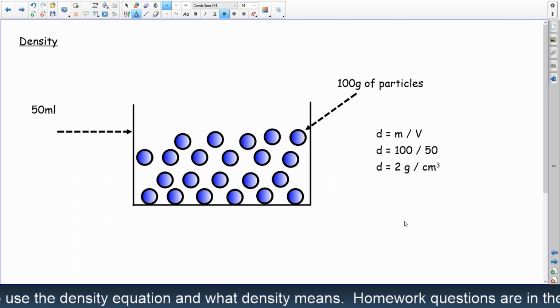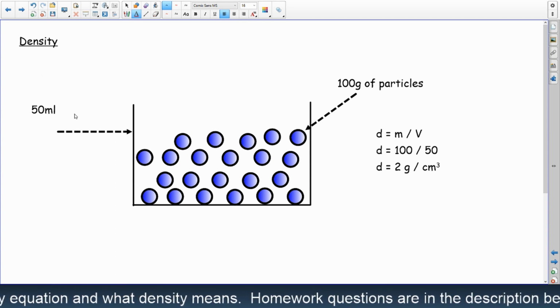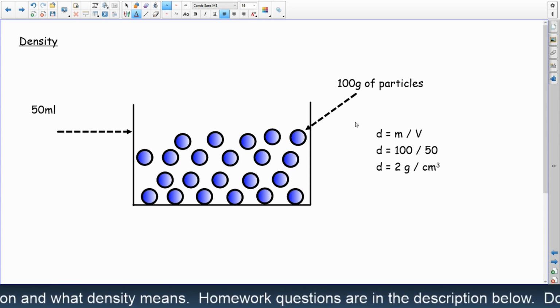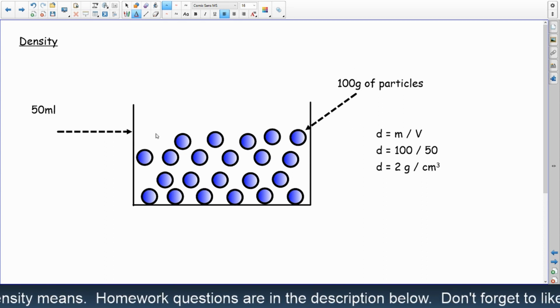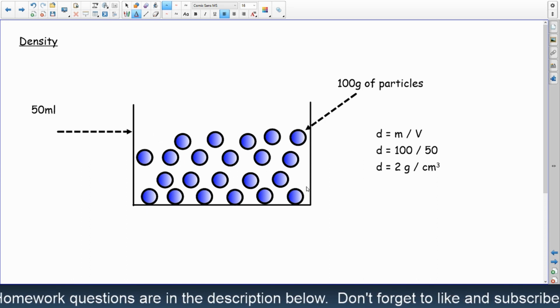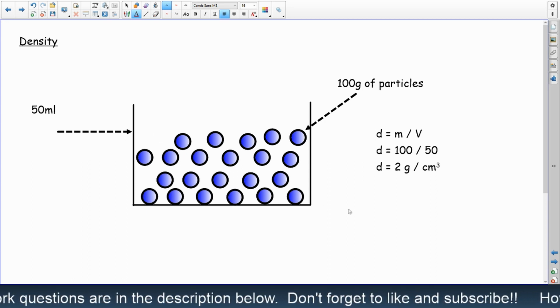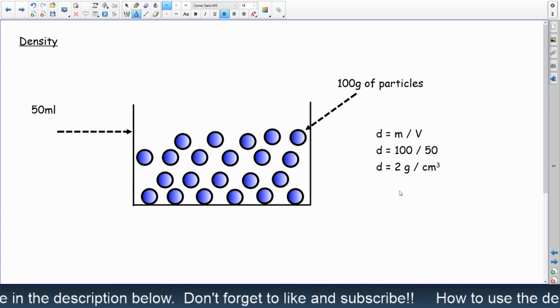Okay. Now, in more complicated questions, rather than just being given the volume and the mass straight up, you might get the mass in kilograms. You might get the shape like a cube, and you're told to find the volume first. But we'll have a look at those in our questions section, which is coming up now. The core concept is density equals mass divided by volume, and it's just playing with that equation.